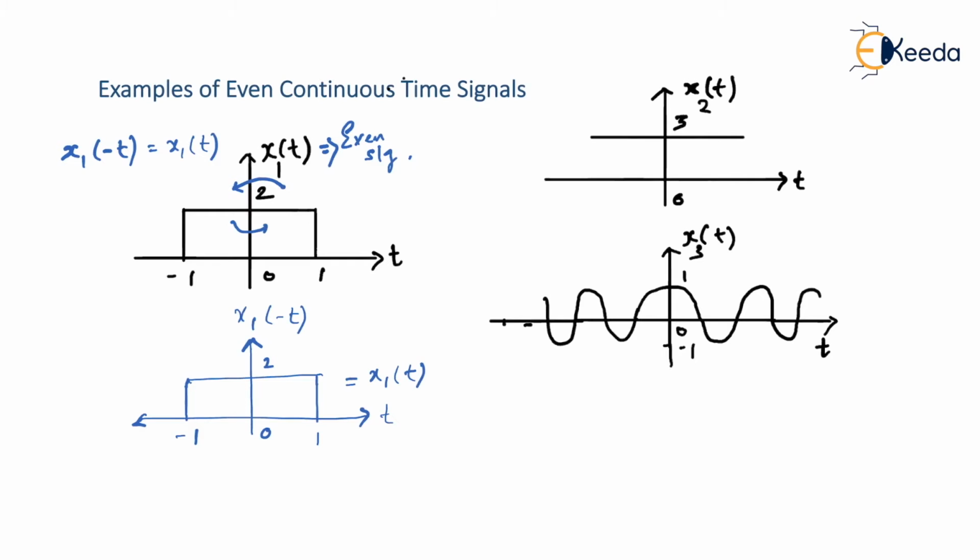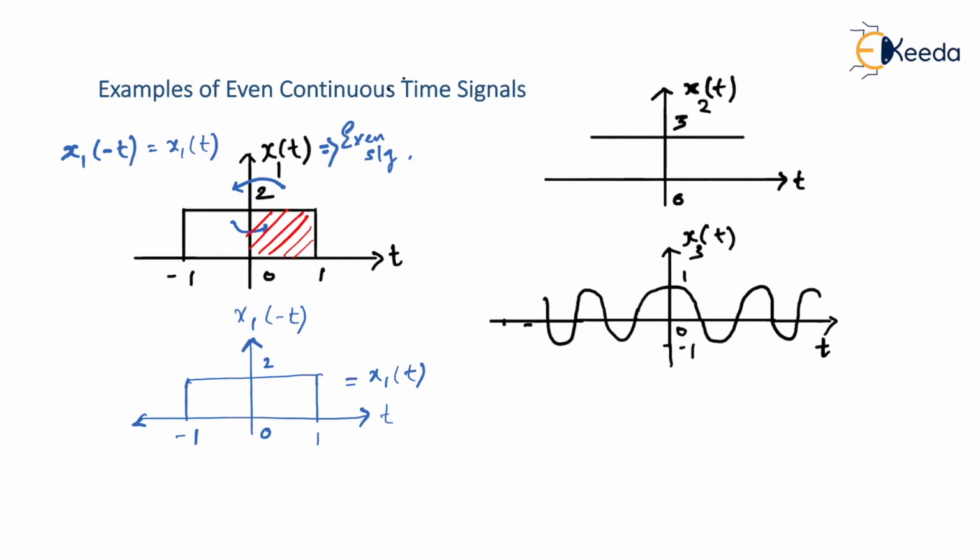But let me tell you, from the GATE point of view, we need to have some shortcuts. For every signal, it is not possible to do the time reversal and then check whether the given x of t signal is an even signal or not. Only by observation, you should understand whether the given signal is even or not. How to identify it? It's very easy. You first have to concentrate on the right hand side part of x1 of t. I'm talking about this part.